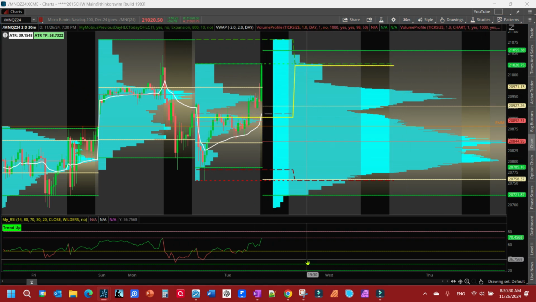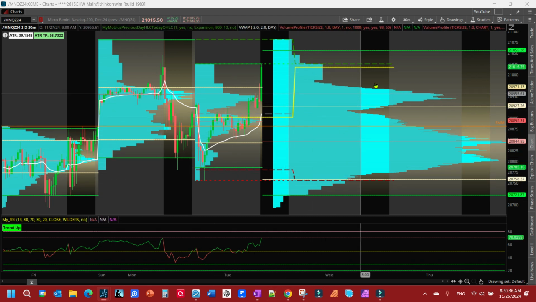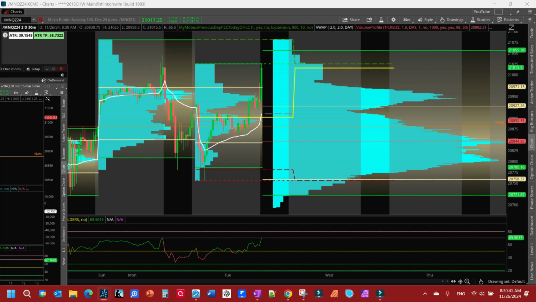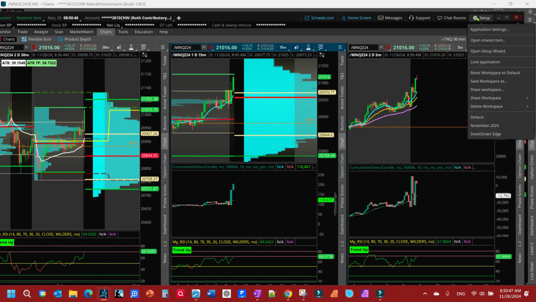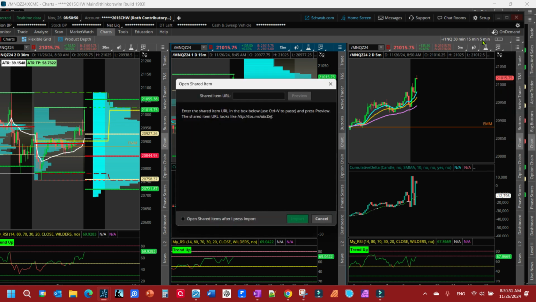And don't forget, the script is below the link to put it in ThinkorSwim. To put it in ThinkorSwim, you'll copy that link and you'll go to Setup, and then you'll go Open Shared Item. You'll paste your link in there. You'll hit Preview. It'll give you the opportunity to rename it here. Then you import, and you'll find it in your studies under whatever name you named it.